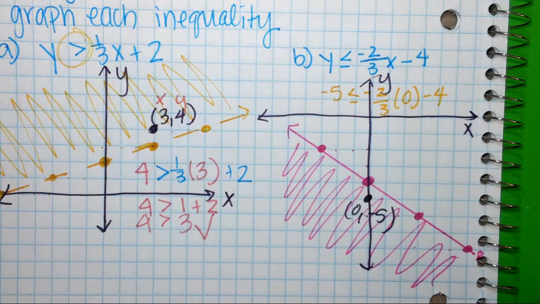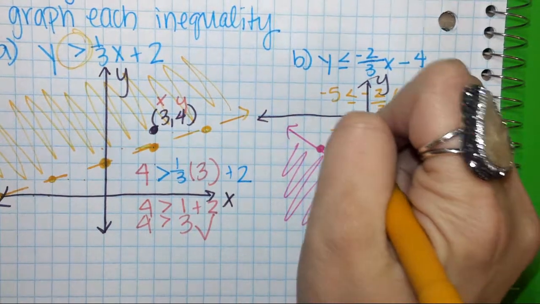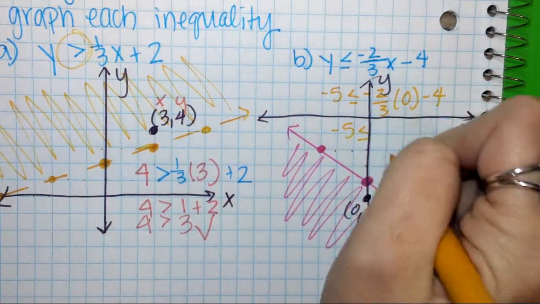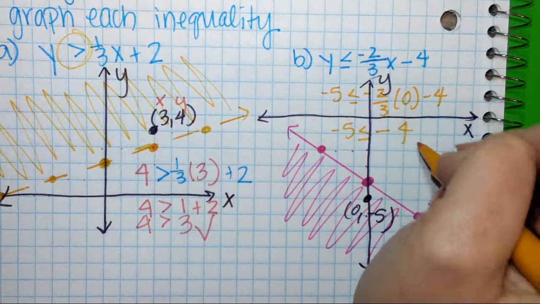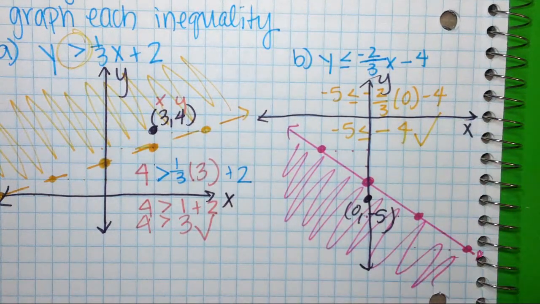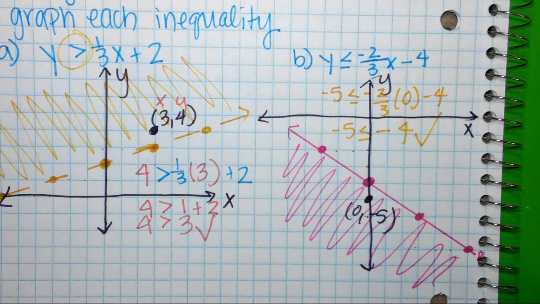What is negative 2/3 times 0? 0. And what is 0 minus 4? Negative 4. Is negative 5 less than negative 4? Yeah. We did it right.